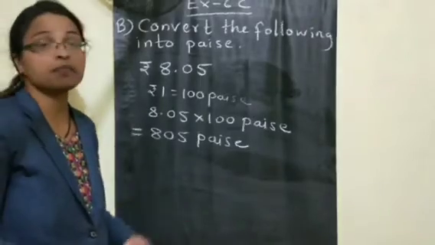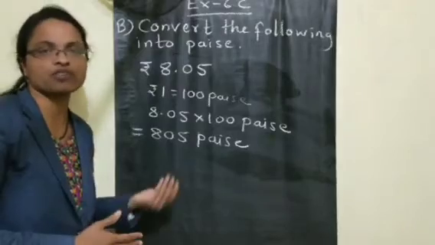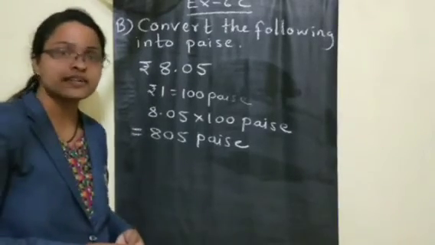Understood? So, in this B part, different varieties of examples they have given, and we have solved all kinds of examples here. So, you also can try at home.